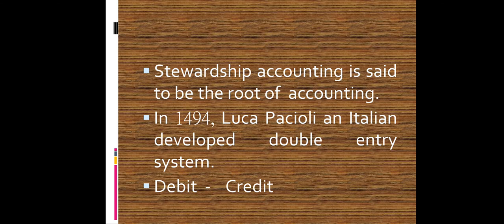And again in 1494, Luca Pacioli, an Italian, developed the double entry system of bookkeeping. Double entry system means both debit and credit are to be entered. It is nothing but income and expenses. If there is an income, definitely there will be expenses also. So both the income and expenses are to be entered. That is known as the double entry system of bookkeeping, which was given to us by Luca Pacioli, an Italian.